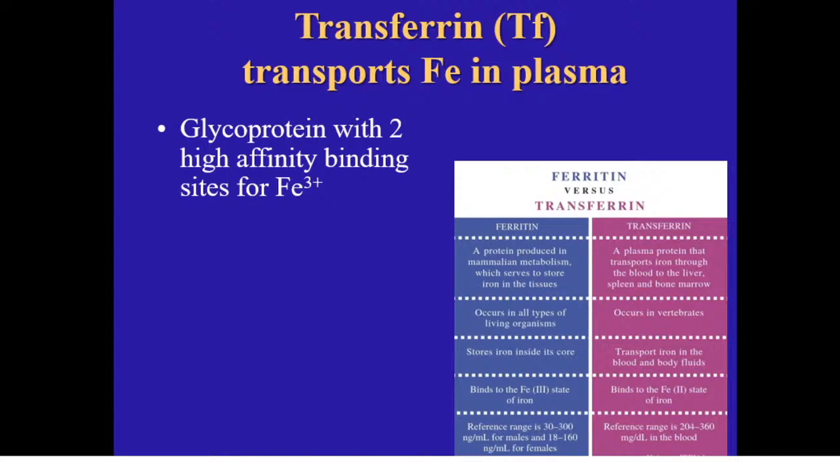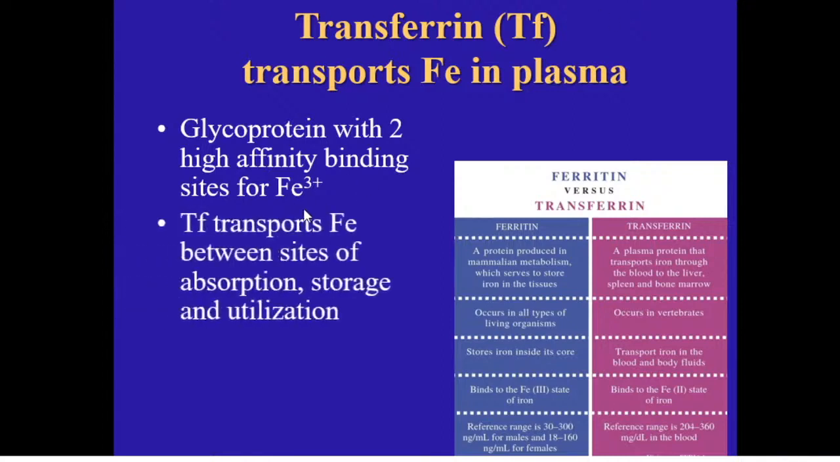Transferrin, very important protein, glycoproteins. Actually, except for albumin, most of the other proteins in our blood are complex and are glycoproteins combined with oligosaccharide fragments that help them to perform their function. Glycoprotein with 2 high affinity binding sites for iron, 3 classes. Transferrin transports iron between sites of absorption, storage, and utilization.